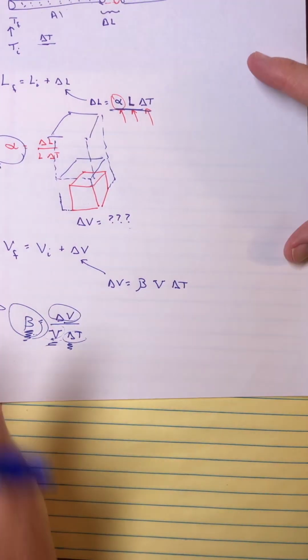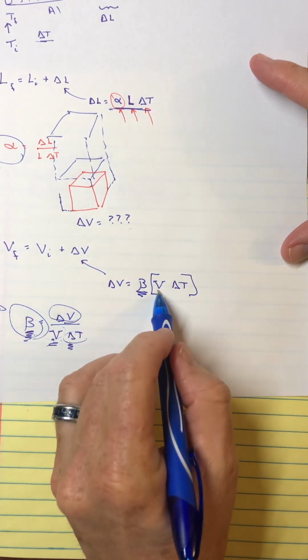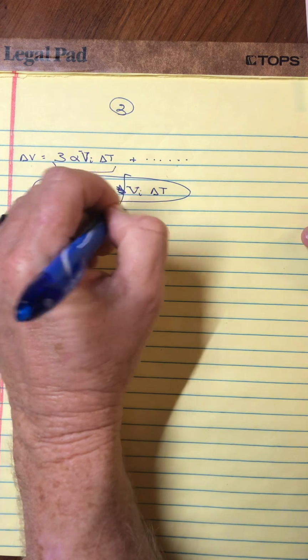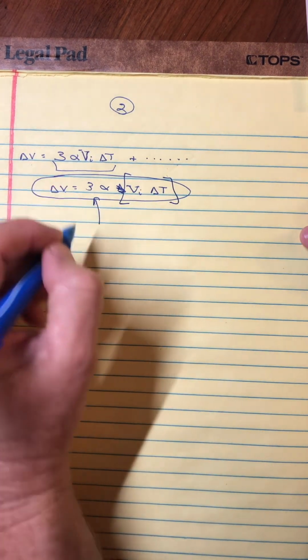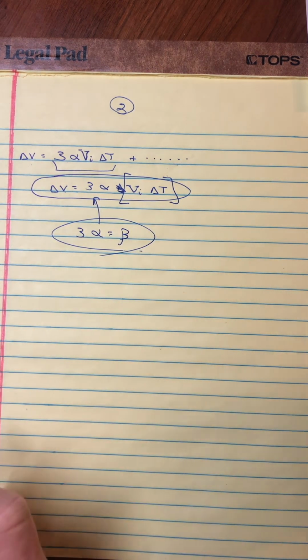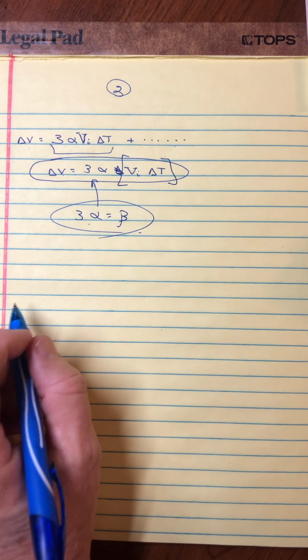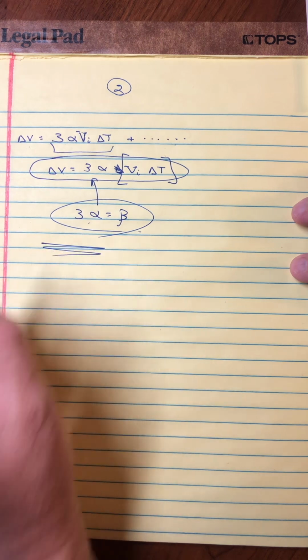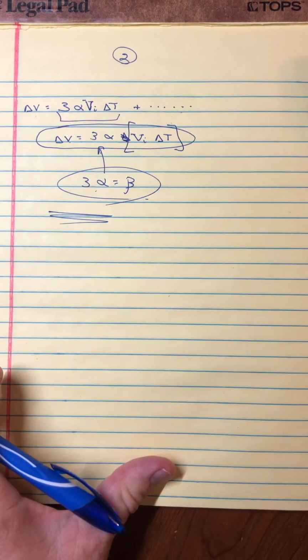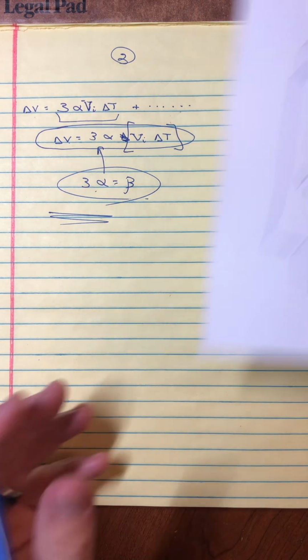And then when I compare it to my little mini lecture here, delta V, the stuff in front of volume and delta T. So here's volume and delta T. And the stuff in front, which is 3 alpha, must be the beta. And so there's my proof that beta is 3 times alpha. Ta-da!